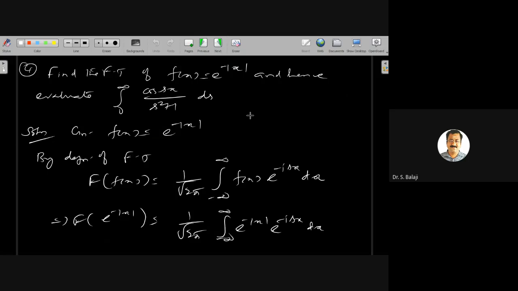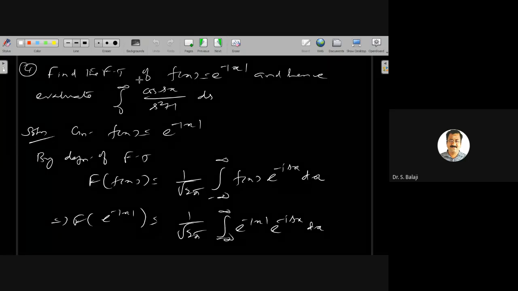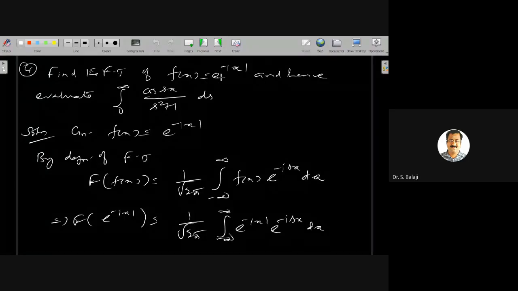Yes, fourth one. Find the Fourier transform of f of x equal to e power minus mod x, and hence evaluate the integral from 0 to infinity of cos sx by s square plus 1 ds. What is the value of this integral, cos sx by s square plus 1 ds?